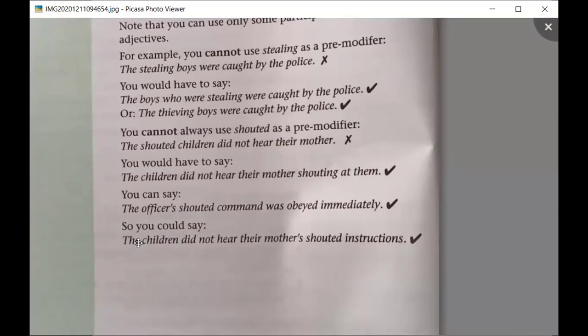You could say "the children did not hear their mother's shouted instructions." Now here it's an adjective. Shouted instructions, meaning the instructions which were given when shouting, and she was shouting at them. So those were the shouted instructions. The children did not hear their mother's shouted instructions.